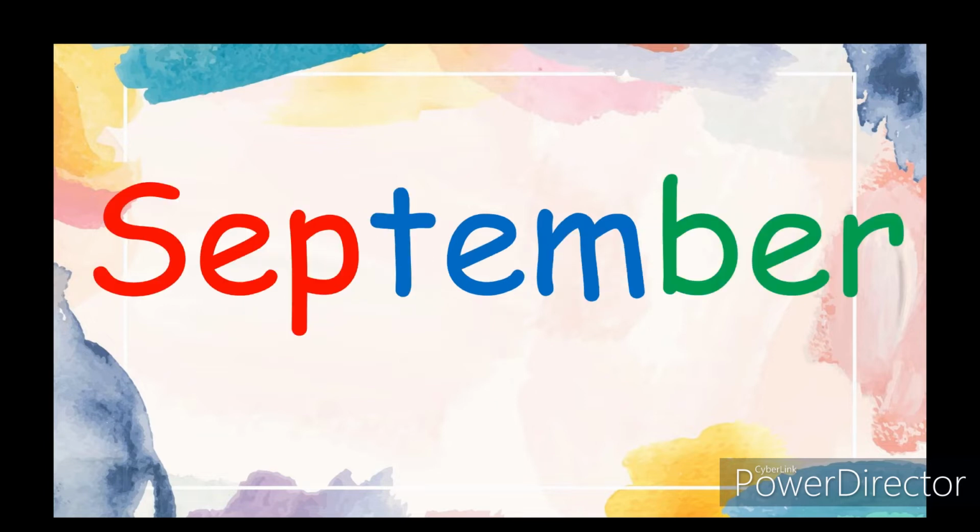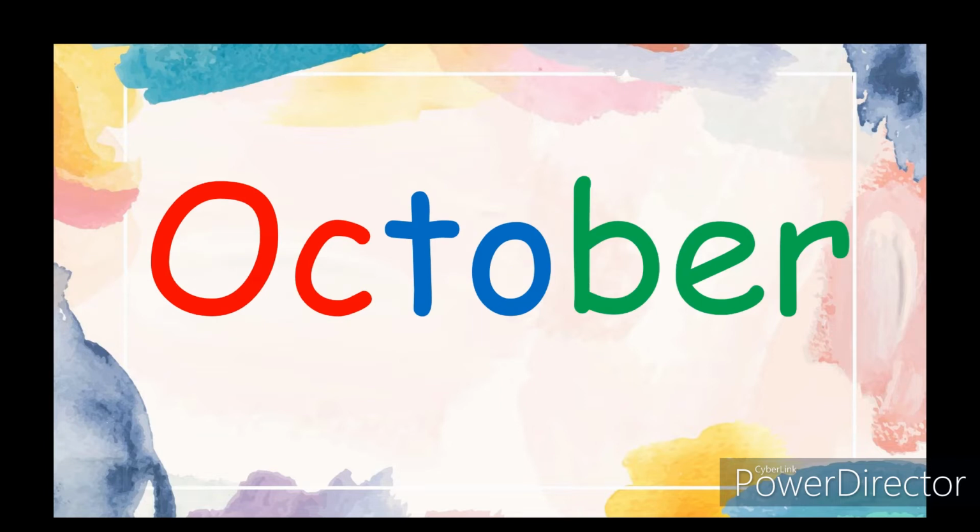Okay, and now we come to the last four months. September, we separate it into three parts. S-E-P, sep, T-E-M, tem, B-E-R, ber. September. September. The next one, O-C, oc, T-O, to, B-E-R, ber. October. October.